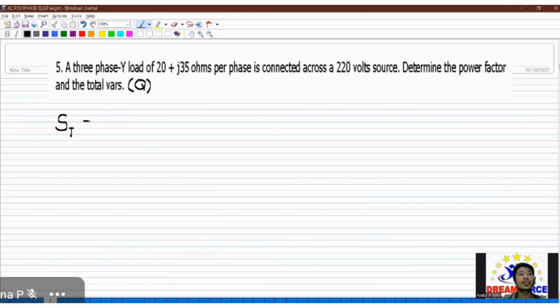Di ba? Yung S natin, S total, that is also 3 multiplied by S per phase. Tatandaan natin, si S per phase, that is also equivalent to V per phase squared divided by Z per phase. Ganun po ulit, engineers, no? Parang yung sinabi natin kanina, bakit ka nag per phase doon? Kasi gumamit ka ng Z. Okay, and then gagamit po tayo dito ng conjugate method.